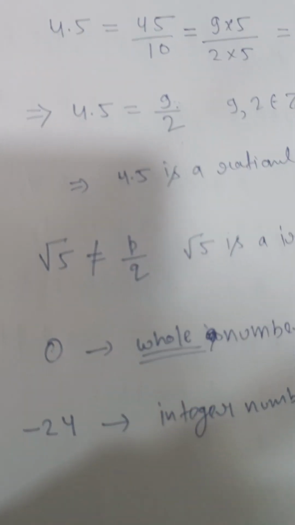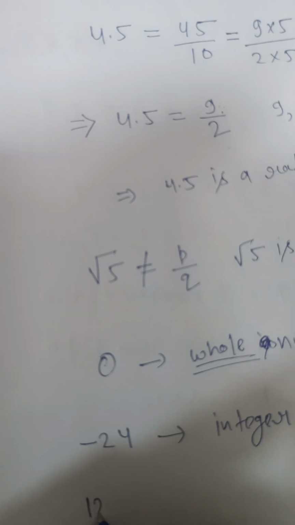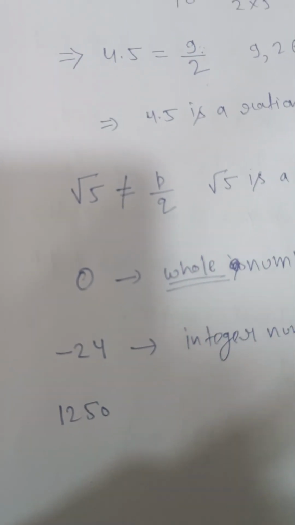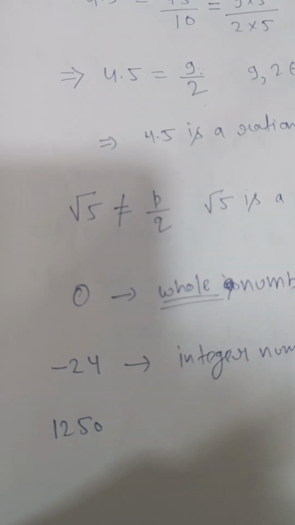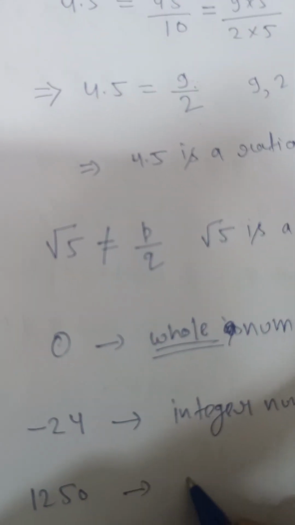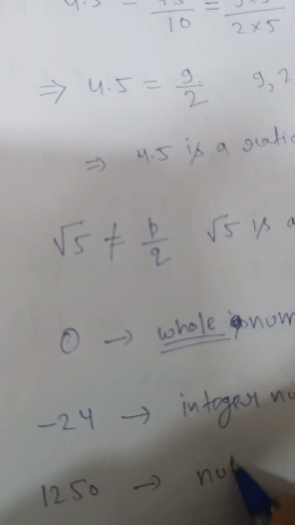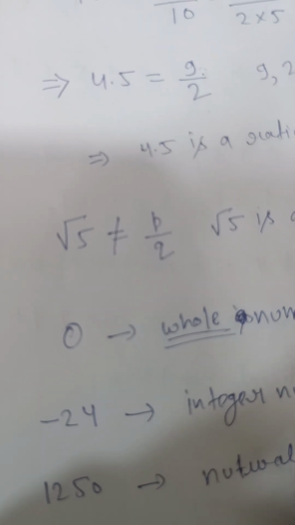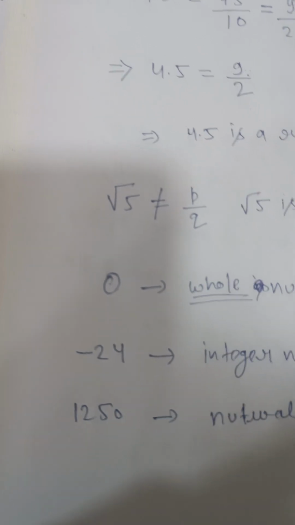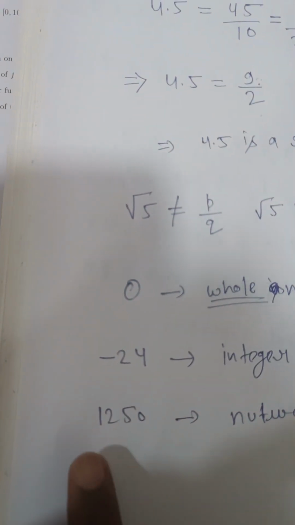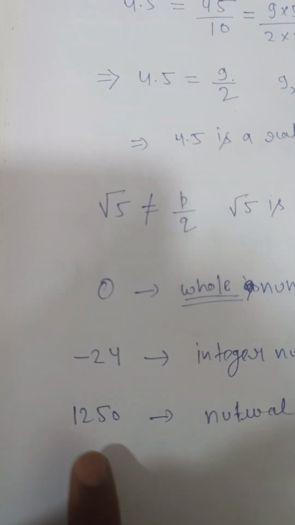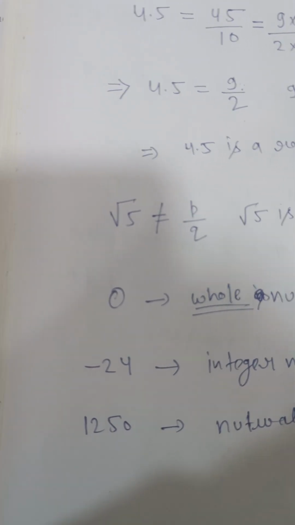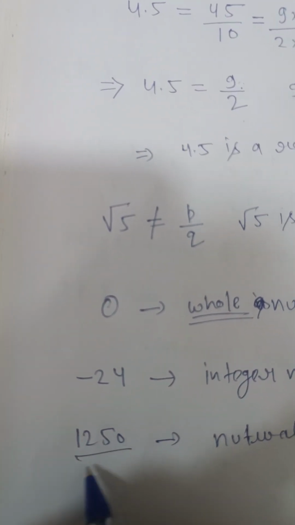Now what is 1250? You can say this is like 1, 2, 3, 4. This is a natural number because it comes in the set of natural numbers, because natural numbers start from 1 and go up to infinity. So this number comes in that set, the set of natural numbers. Okay, so that's why it is a natural number.